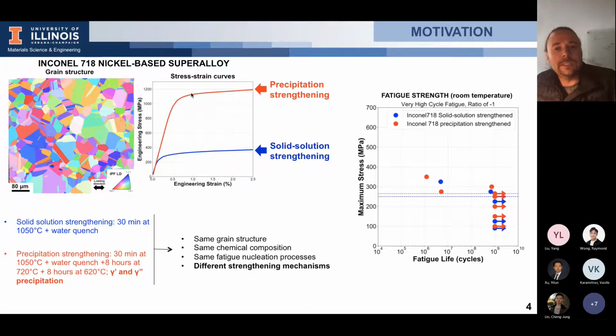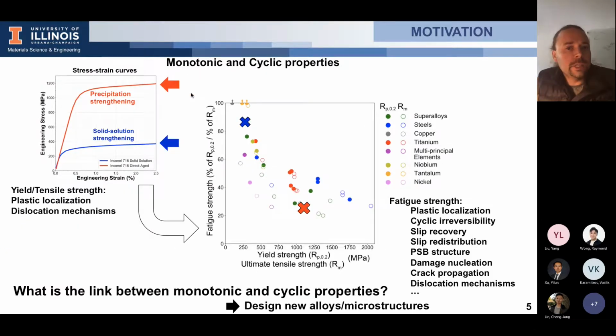And you can notice that despite this huge difference in yield strength, you have almost the same fatigue strength. Basically, the performance of this alloy in fatigue, or at least the fatigue strength, is very similar for the one with precipitate and the one without precipitate. And so it's quite surprising to observe this kind of result.